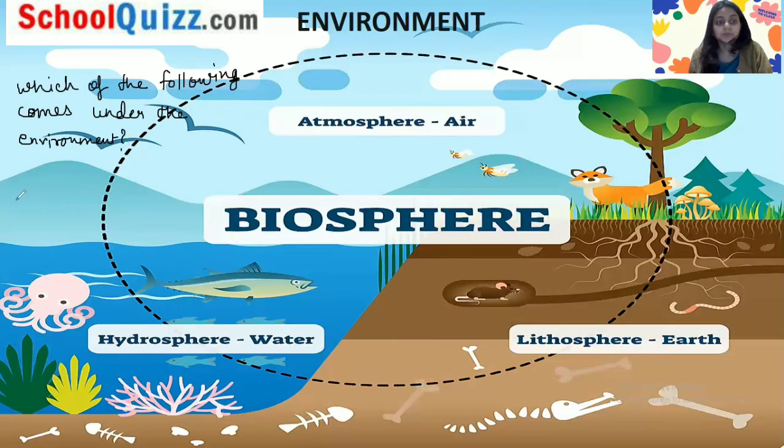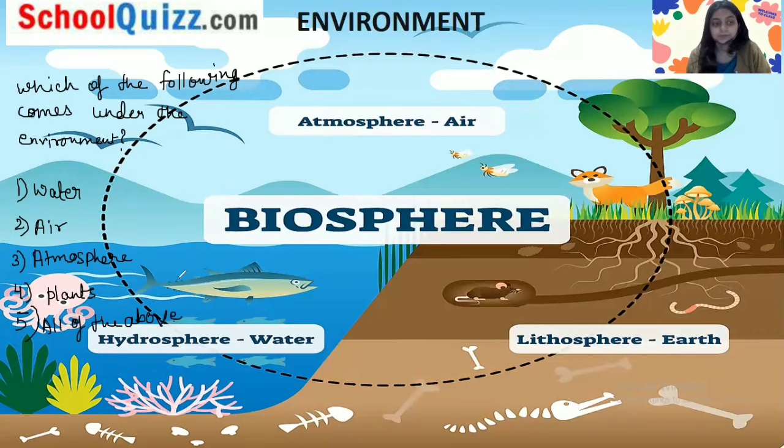Number one is water, number two air, number three atmosphere, number four plants, or number five, all of the above. So mark the right one. Just pause the video and mark the right one. Yes, I hope you are all correct. All of the above comes under the environment.